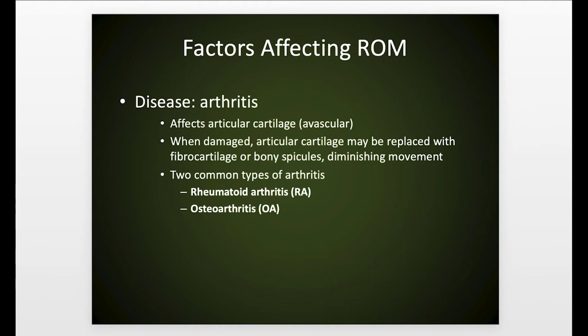It's not like the original tissue that was there. It is now a scarred type of tissue that is formed. And sometimes this can be quite painful, and obviously it's limiting the range of motion. Now, the two common types of arthritis are rheumatoid arthritis and osteoarthritis. And we'll go into those differences here.